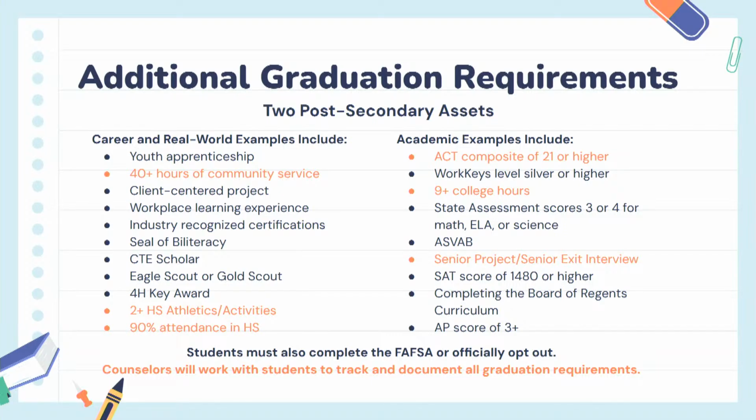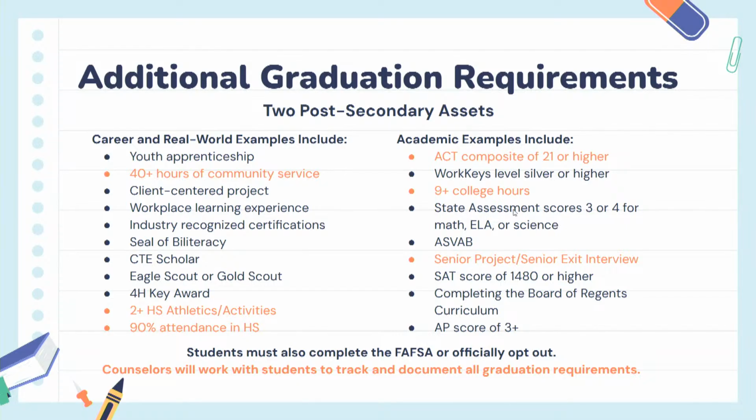A lot of you are very involved in the school, so you might do two or more high school athletics and activities. So if you do band and you do track, if you do color guard and you do bowling or swim, or football and wrestling, whatever it is, that can count. 90% attendance, so if you're someone who shows up pretty regularly, all you have to do is show up 90% of your high school career. You can get that as well. 40+ hours of community service.